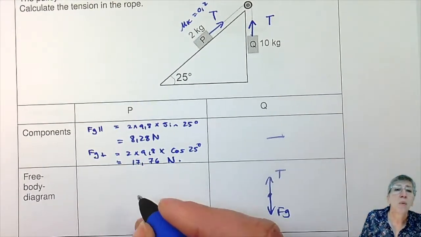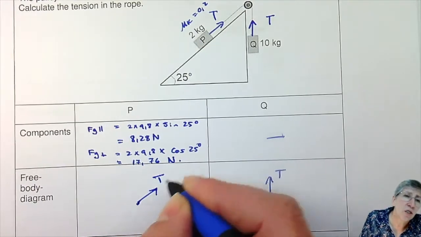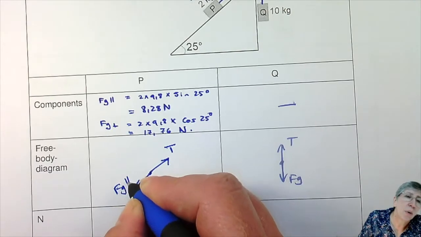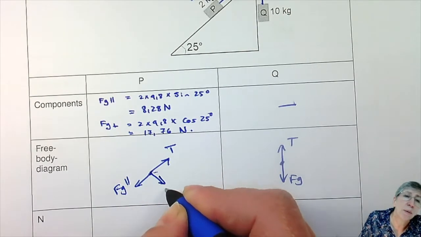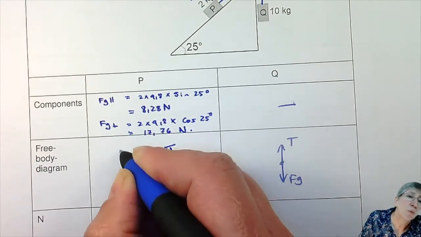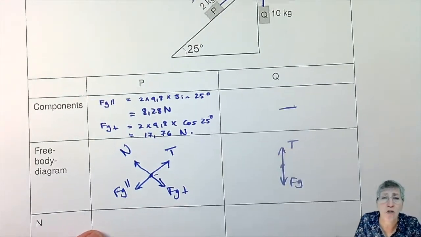Right, now we're looking at this one. Now immediately I've got the rope with the tension up there. I will have gravity parallel pulling it down. I have gravity perpendicular working in that direction, and I've got the normal force working in that direction. And now I need to add the frictional force.